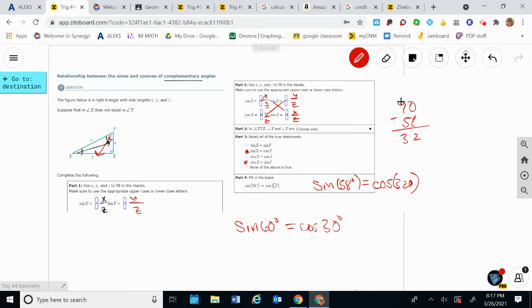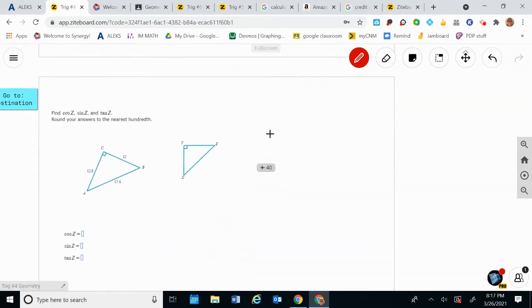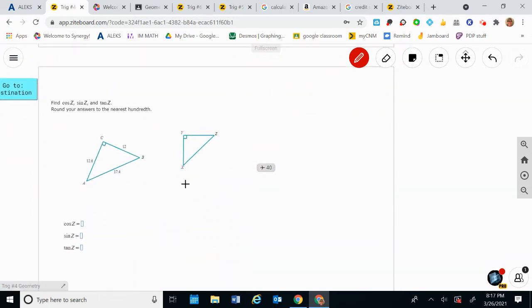Next. I didn't do a second one because I figured you could do that, okay? Now it says find cosine, sine, and tangent of z. Round your answers to the nearest hundredth. So now you are using a calculator. These are pretty easy, okay? Remember, put yourself at location z.